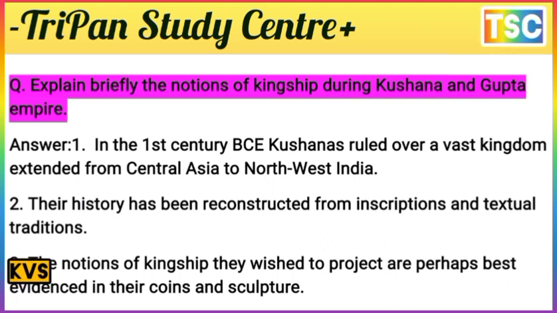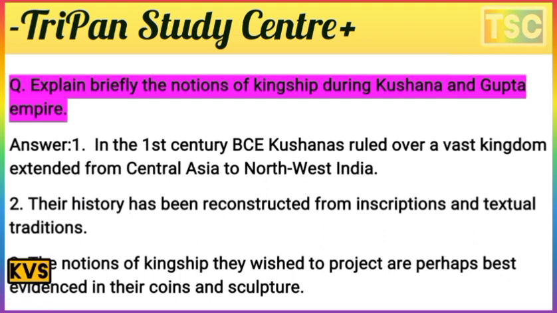Asia to northwest India. In the 1st century, the Kushanas ruled a kingdom extending from Central Asia to North India. And this history has been reconstructed from inscriptions and textual traditions.